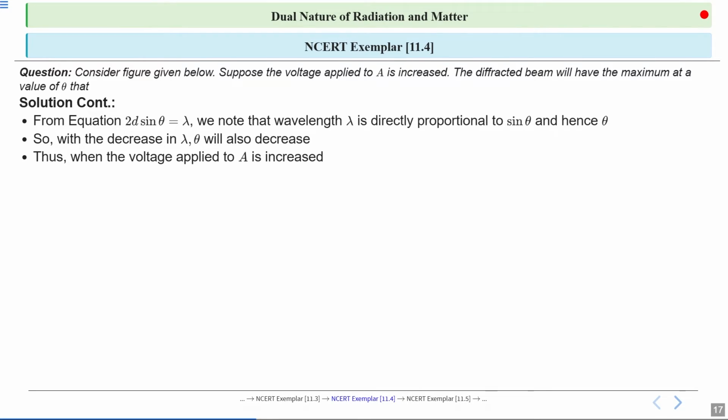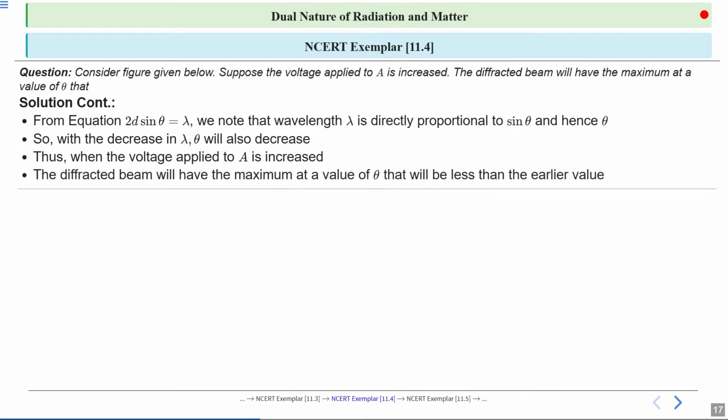Okay, so let's connect this to the voltage. If we increase the voltage applied to A, the electrons gain more energy, which means their speed increases. Since the de Broglie wavelength lambda equals h upon p, and momentum p increases with speed, lambda decreases as voltage goes up. We have discussed this.